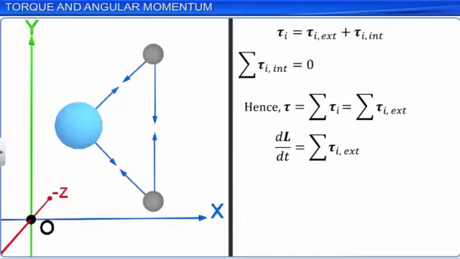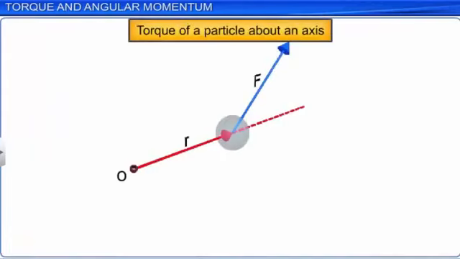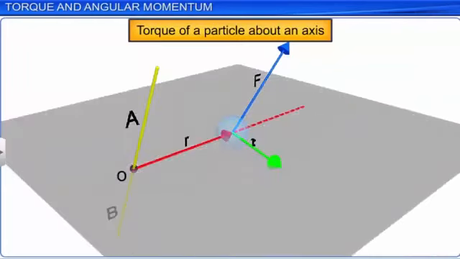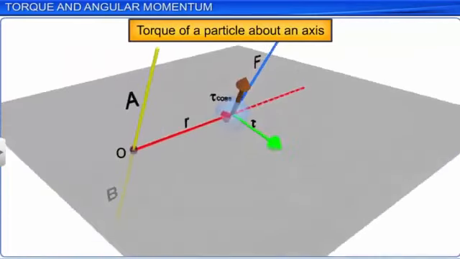In many cases, we may have to calculate the torque on a particle about an axis. If AB is an axis passing through the origin, torque about the origin O, tau, is equal to R cross F. If this tau makes an angle theta with the axis AB, then the torque about the axis is tau cos theta, or R cross F cos theta.